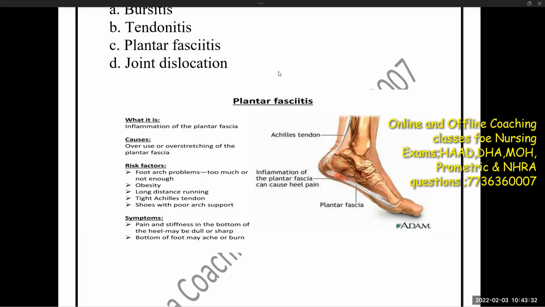And you can apply hot application and cold application to reduce inflammation, and taking rest and wearing appropriate arch supported shoes will reduce the problem, and exercise to strengthen the muscle. So plantar fasciitis is usually an expected complication for a marathon runner.